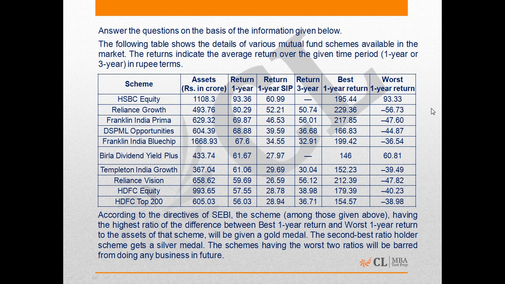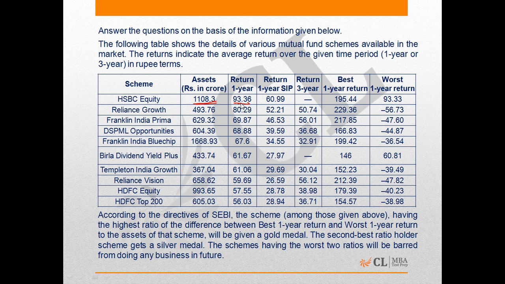The following table shows the details of various mutual fund schemes available in the market. The returns indicate the average return over the given period, 1 year or 3 year, in rupee terms. From the table we can check the assets of the given schemes, like the assets of HSBC Equity are 1108.3 crore.